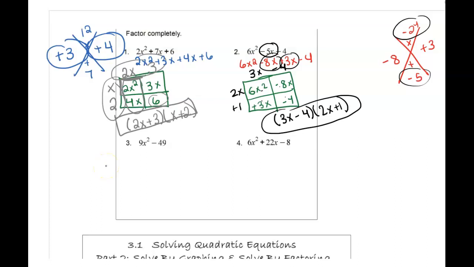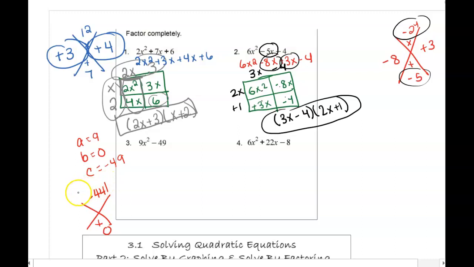All right, let's look at 3 now. Number 3 looks a little bit different, but the process remains the same. So here our A is 9, our B is 0, and our C is negative 49. So I still want two numbers that multiply to A times C, which is negative 441, and when you add them, they add to B, which is 0. So think about this. The only way I can add two numbers and get 0 is if I add 0 plus 0, or if I add the same number, just one is positive and one is negative.